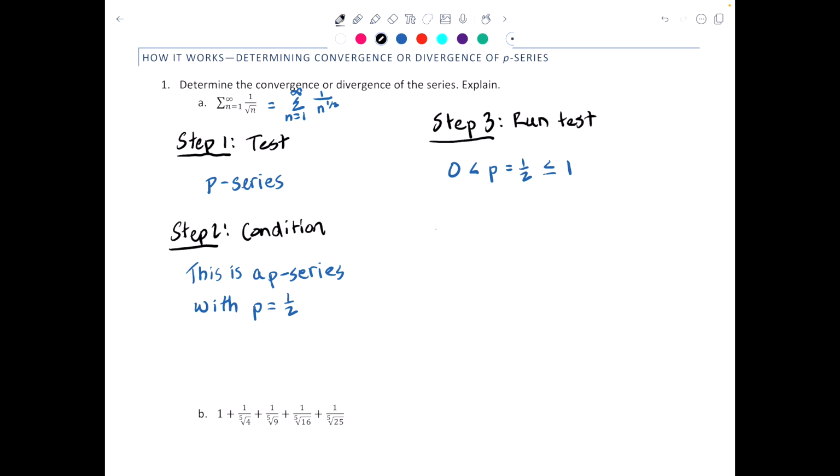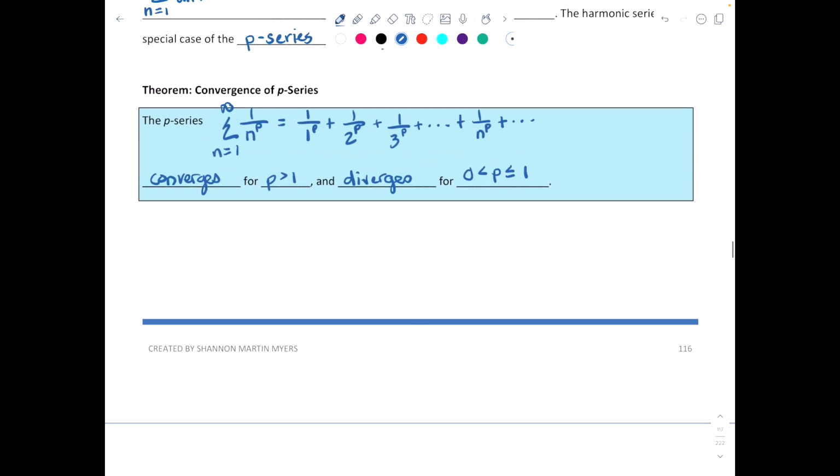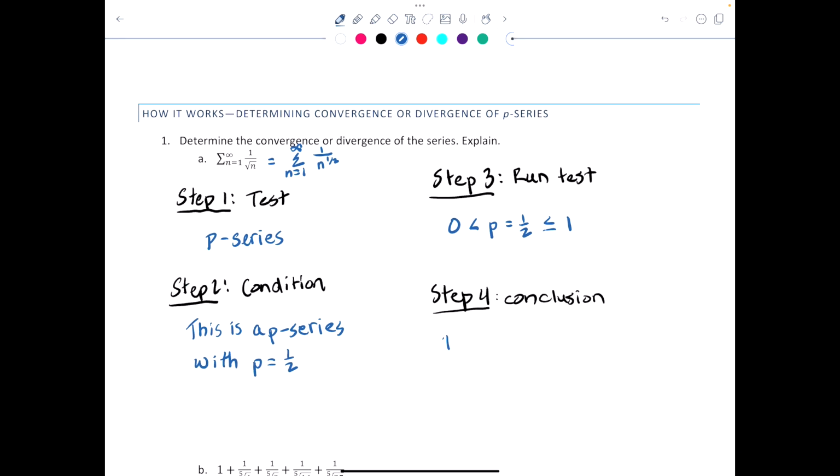And then our conclusion: the summation from n equals 1 to infinity of 1 over the square root of n is a divergent p-series. You're done. It diverges. All right?